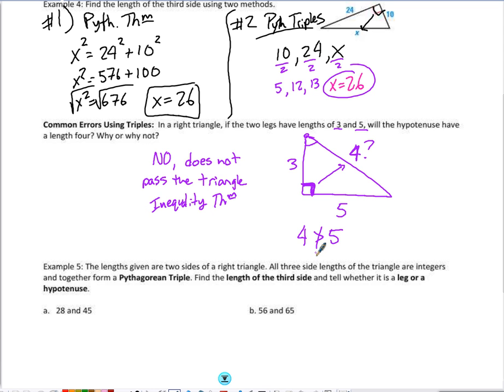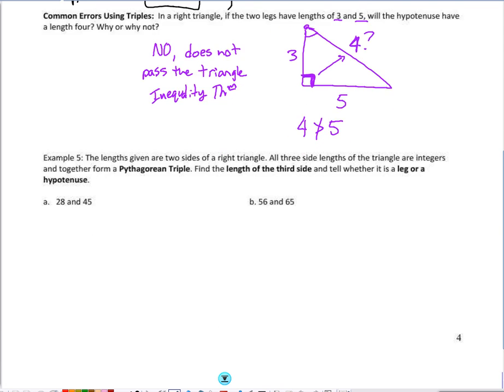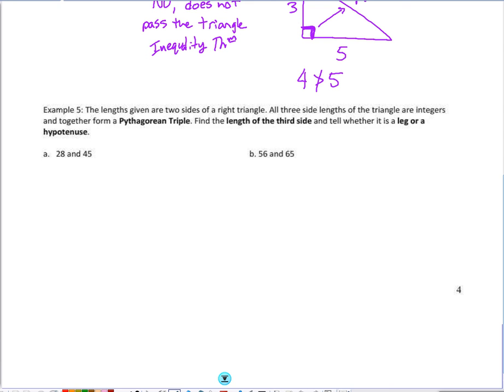So here's some other example of applying what we know about Pythagorean triples. What happens if you know two sides and you need to find the third? To do that, we're going to have to determine whether it's a leg or a hypotenuse by use of the Pythagorean theorem. And if it comes out to an integer, then I know I have the right side. If it's not an integer, then I know I did it incorrectly.